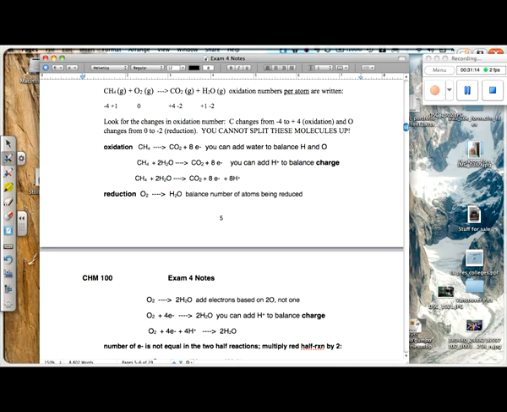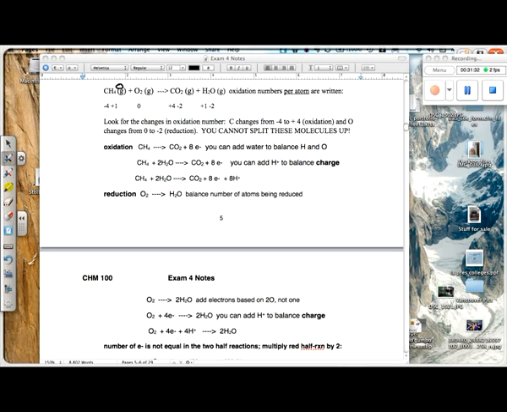Hydrogen is usually plus one. I have 4 of them. There is no charge on this methane molecule. So that means that the carbon is -4, because a -4 and a +4 adds up to 0. Oxygen in the element is 0.